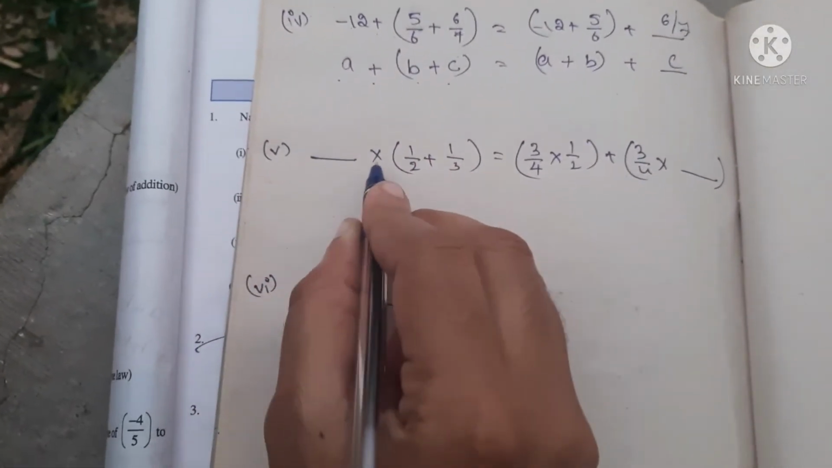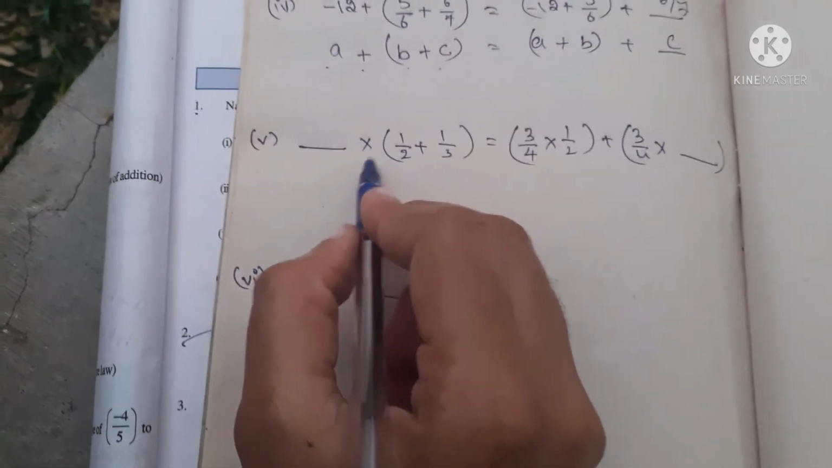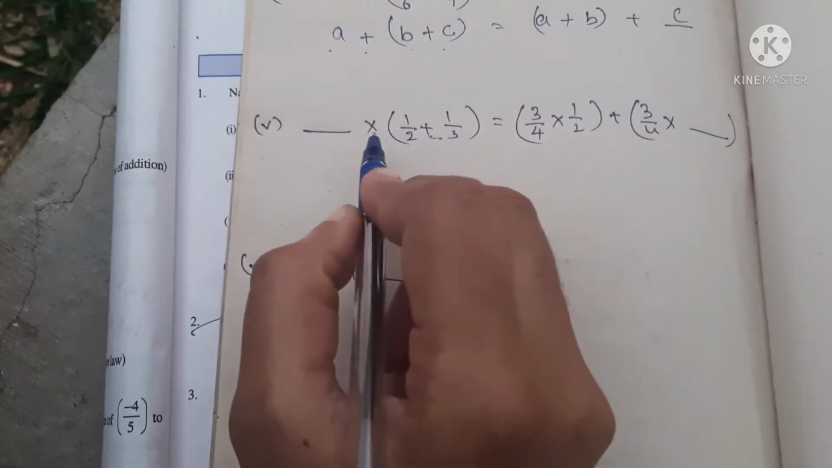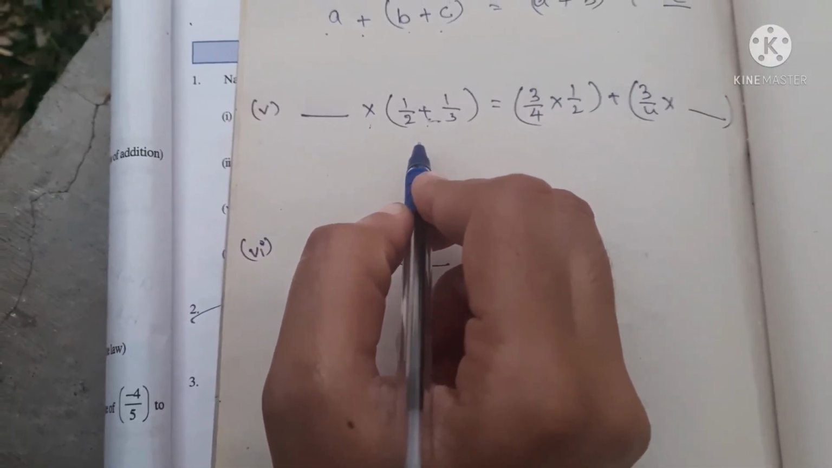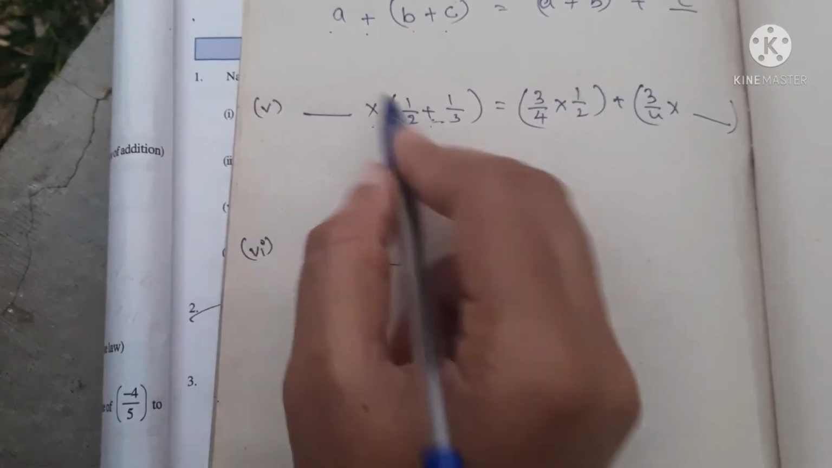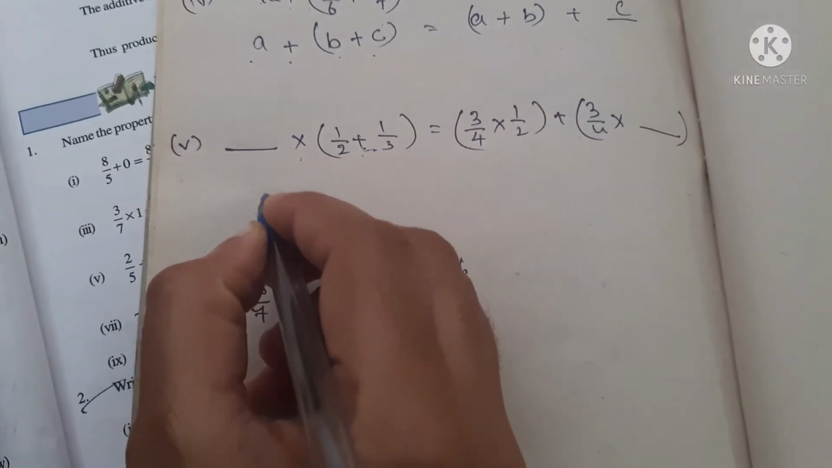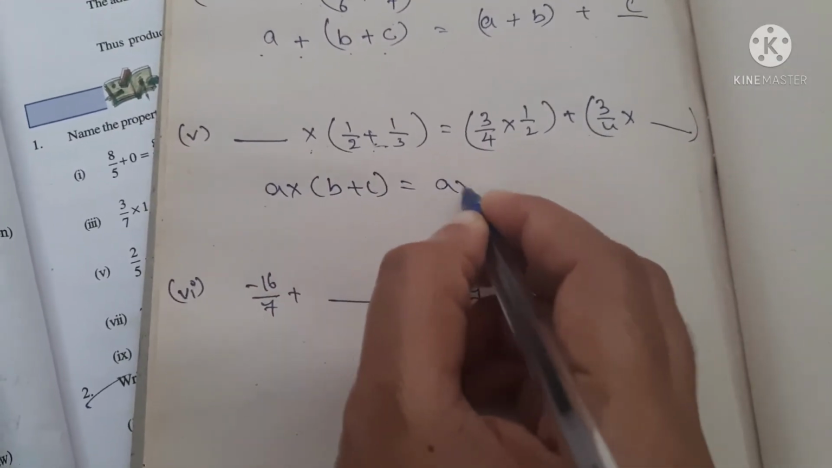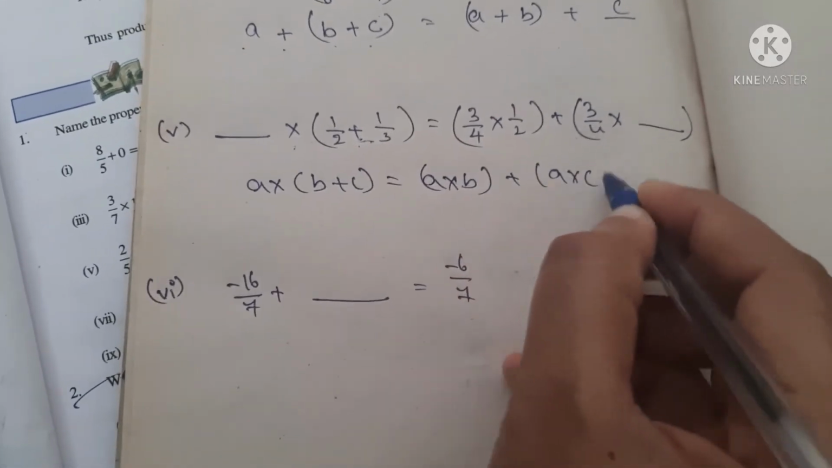So let us see dash into 1 by 2 plus 1 by 3. Let us observe this. How many binary operations are there? Very good, 2 binary operations. What are they? Multiplication and addition. So what is this property? Very good, distributive property, addition over multiplication. Is it clear? Write the distributive property: A into B plus C equals A into B plus A into C.